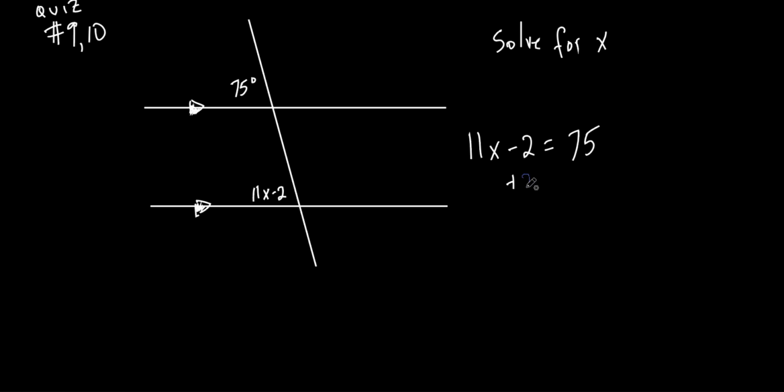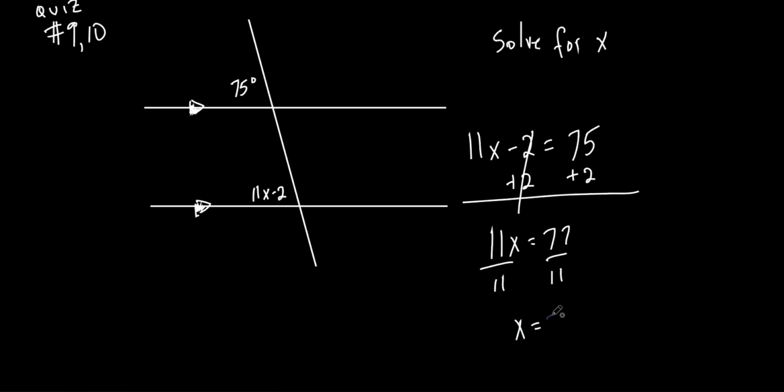Add the 2, plus 2, right? So plus 2, plus 2. That cancels. Bring down 11x equals 75 plus 2, 77. Next step, divide by 11. X is 7. And that's all they want you to do. They just want you to solve for x. That's it. Same thing on the quiz. There'll be different numbers, right? But it's the same thing. Same style of problem.